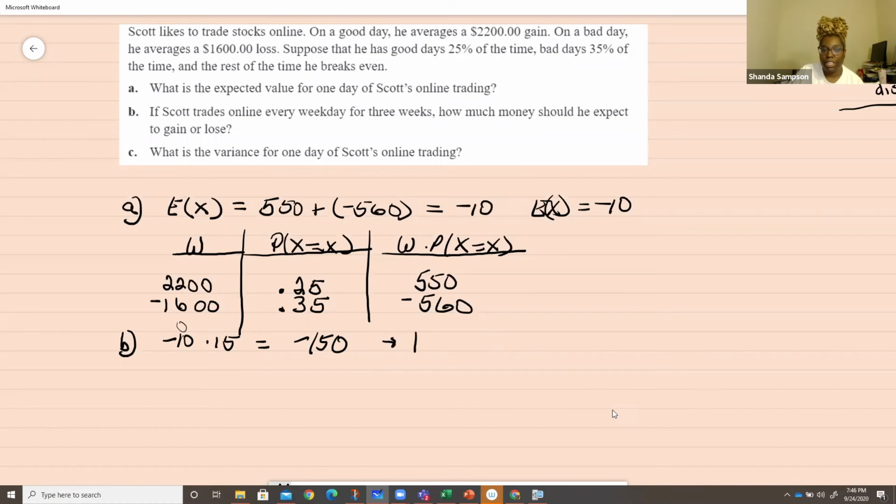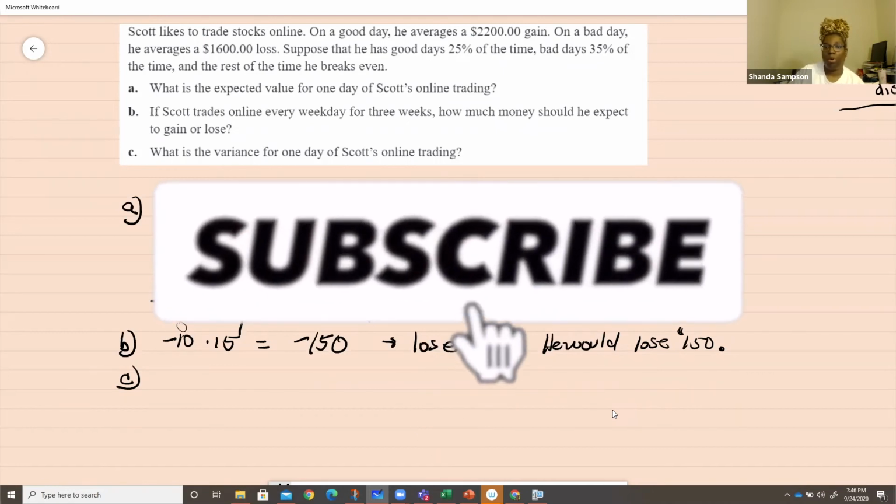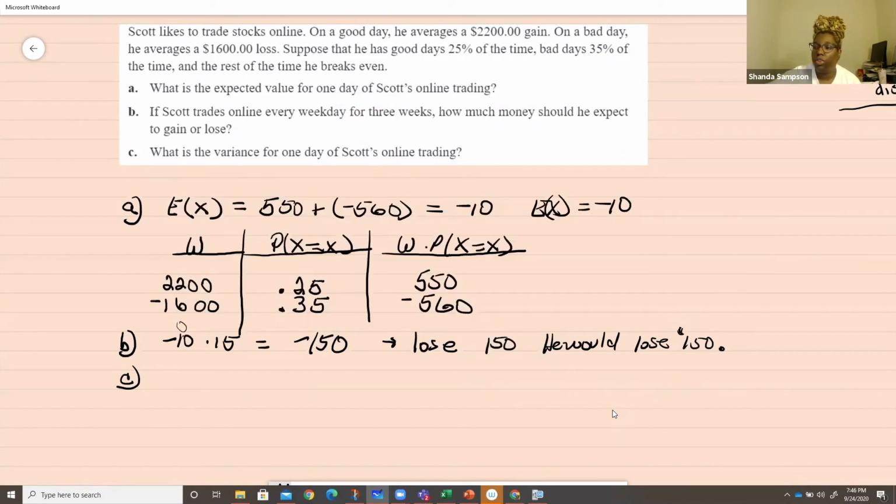The answer is he would lose $150. C is fun. Now, C is the variance. The calculator won't give you the variance, so please don't try to go to what I taught you before, VARs and all that stuff. Remember from what we wrote before, the formula for the variance. That's where this comes in.